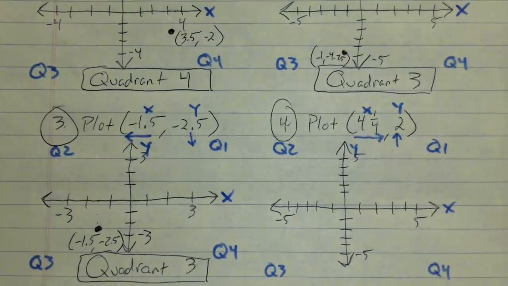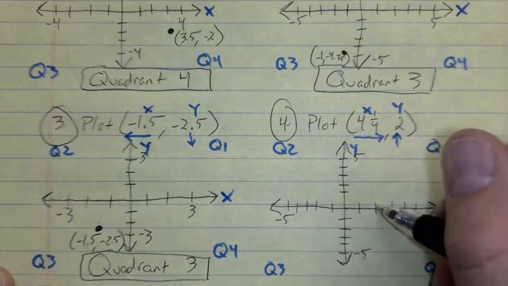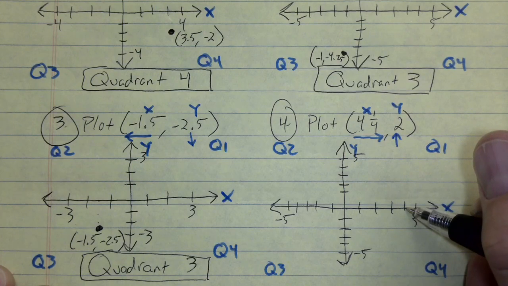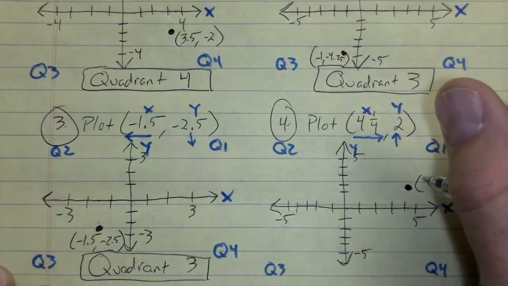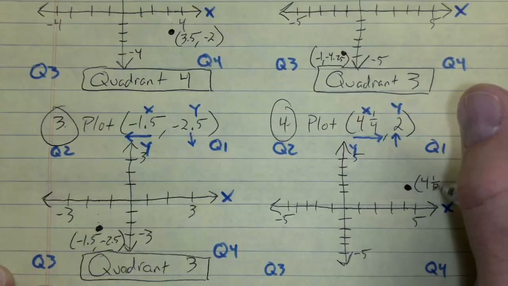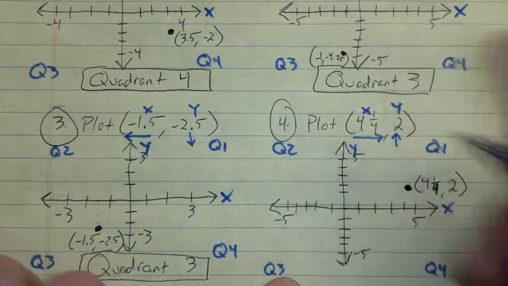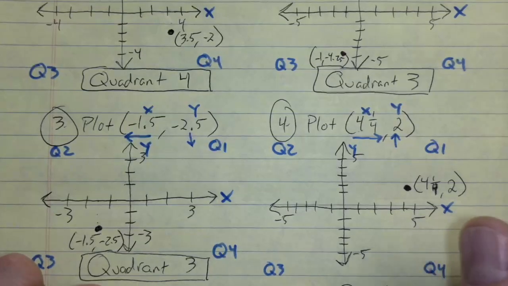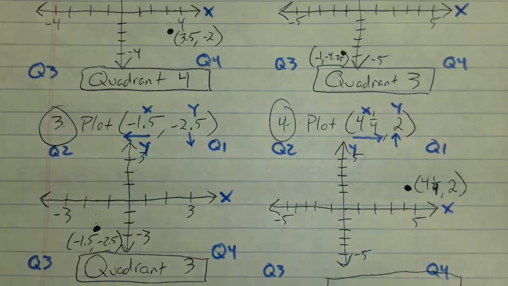All right. Now, step 2 is done. Step 3 is just find X and Y, then plot. So we go to the right 4 1/4. 1, 2, 3, 4. 1/4 is closer to 4 than 5, and then up 1, 2. And plot. Go ahead and label your ordered pair 4 1/4 and 2. So your answer is which quadrant? Quadrant 1. Quadrant 1 is your answer.